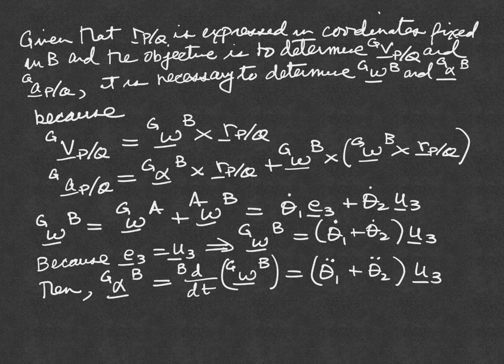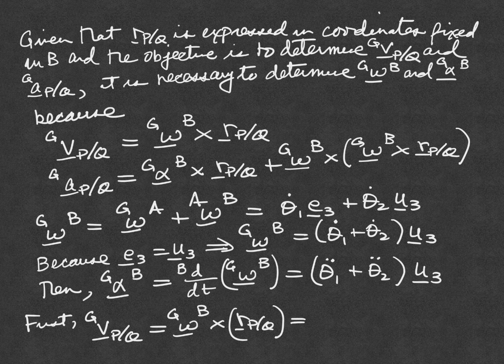So now I have everything I need in order to be able to compute the velocity and acceleration of P relative to Q in reference frame B. So let's do this sequentially. So first, the velocity of P relative to Q in G is equal to, let's write it first, omega BG crossed with the position of P relative to Q. Now I can substitute, which gives me theta 1 dot plus theta 2 dot u3 crossed with L2 times u1.